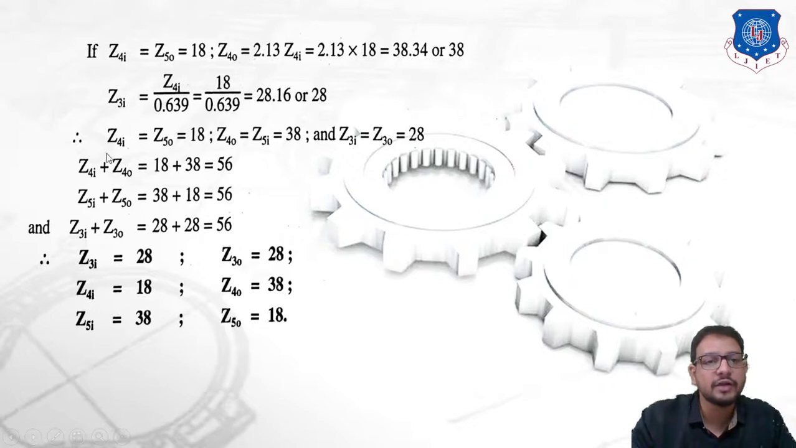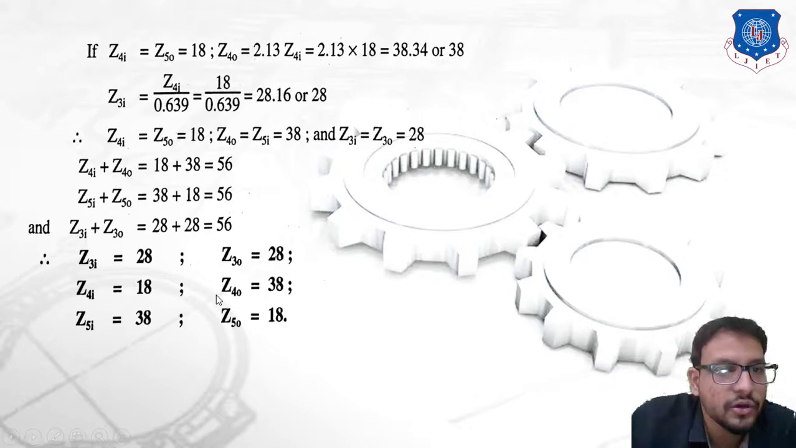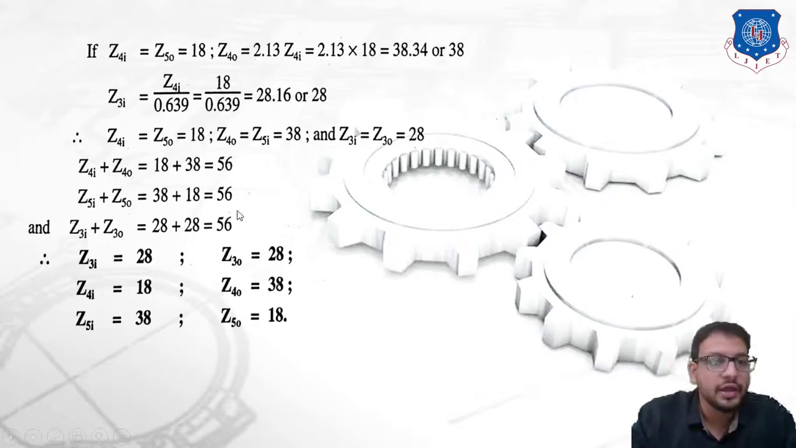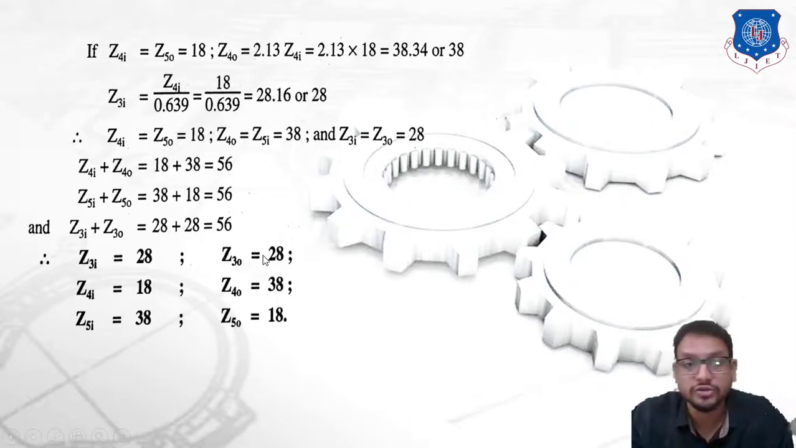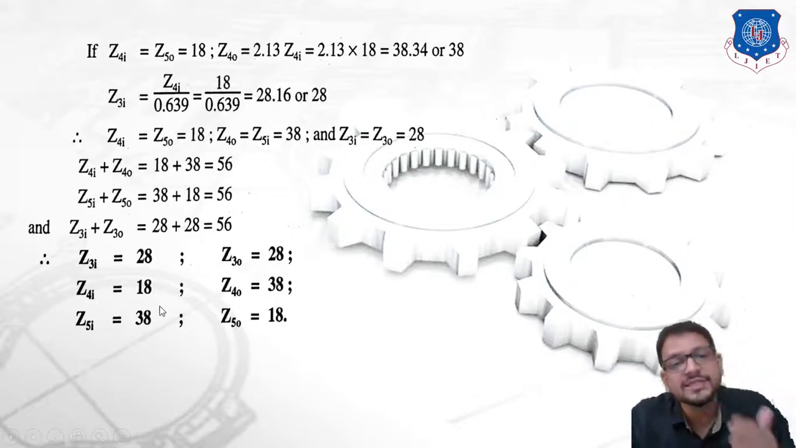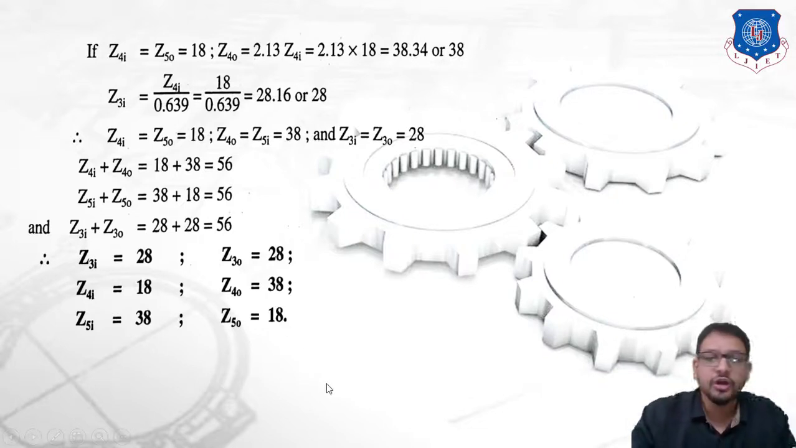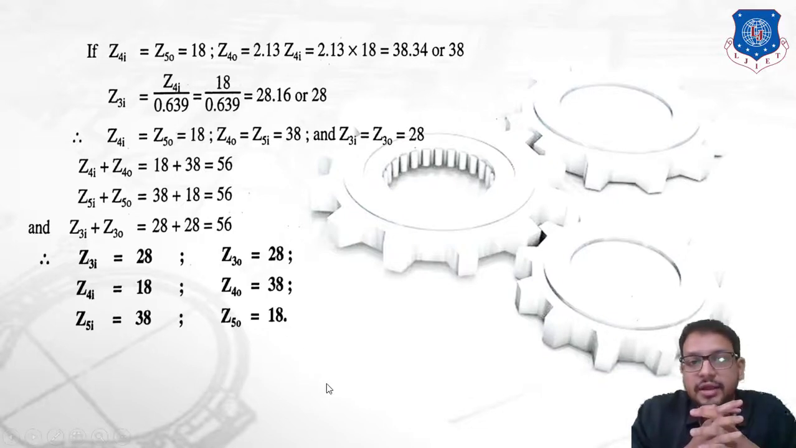Similarly we can find out the relations, and I have found out all the values of the number of teeth. All the relations are the same, and just by adding these we get 56, 56 and 56, indicating that the modules are going to remain the same. Corresponding to these three, Z3i we are getting 28, Z3o we are getting 28. Since the same speed is going to be transmitted, the number of teeth will be the same. Z4i is equal to 18, Z4o is equal to 38, Z5i is equal to 38, and Z5o is equal to 80.